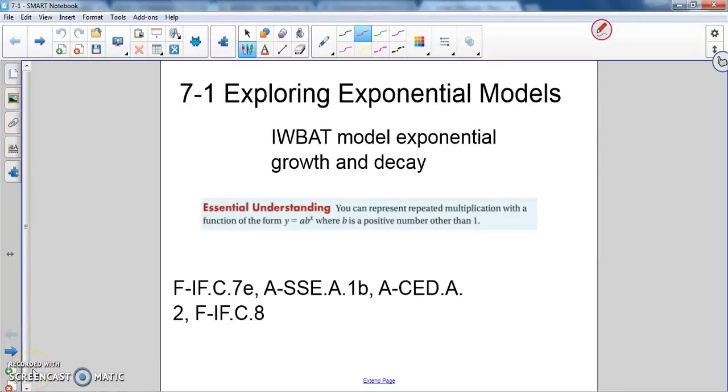Guys, today we're going to do 7-1, exploring exponential models. So you will be able to model exponential growth and decay. And our essential understanding is you can represent repeated multiplication with a function in the form y is equal to a times b to the x power, where b is a positive number other than 1.